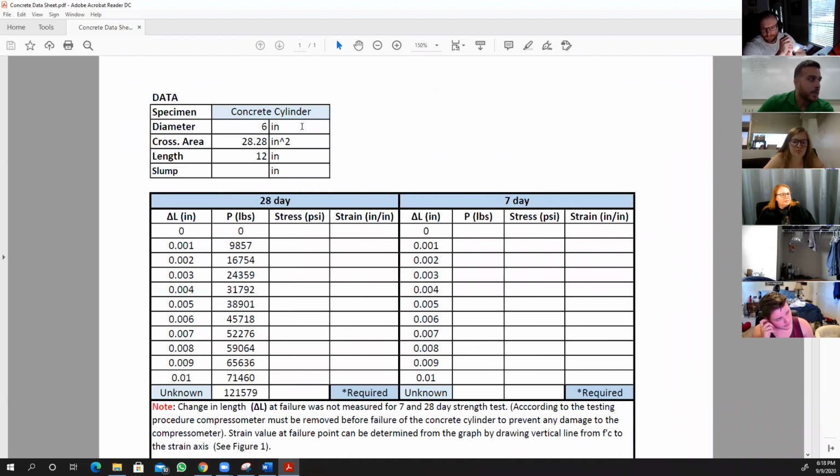So what did I say at the beginning? You gotta measure. We already measured the diameter, calculate the area, cross-section area 28.3 inch square, length 12 inch, and all you need to do, write the slump. What is slump? 3.5, right? Put the slump here. And then I will give you the data after I run the test. I will give you the change in length corresponding to applied load, right? Based on this raw data, you should tell me what the corresponding stress is. And you should calculate the strain for 28 days and 7 days.